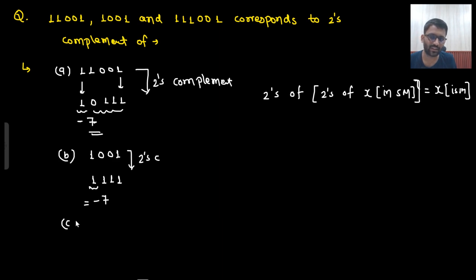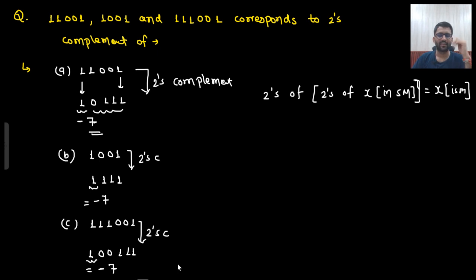We will notice a very interesting thing here. 111001. What I need to do? I need to take 2's complement, right? The sign bit as it is. This 1 comes here, 1 as it is. Just as I got 1, this will be 1, this will be 1, and these two will be complemented. So this bit will represent the sign, so minus, and this will represent the magnitude. So minus 7.